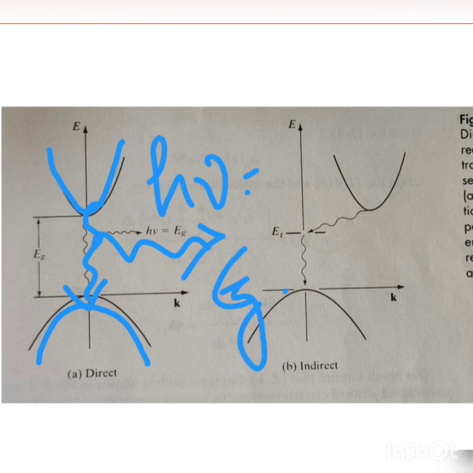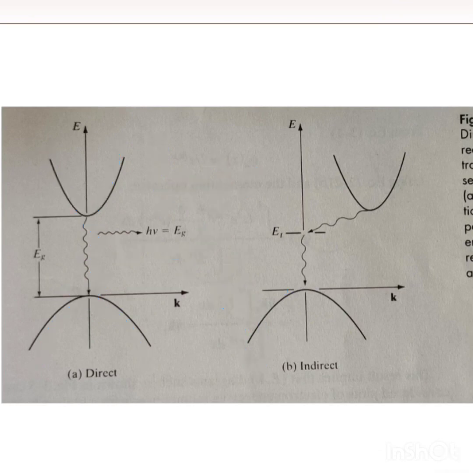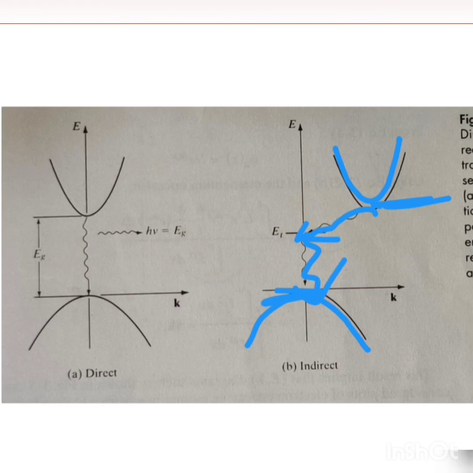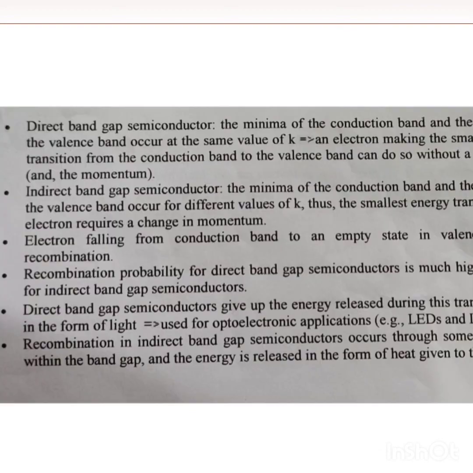Whereas in the indirect band gap semiconductor, the minimum of the conduction band and the maximum of the valence band are at different momentum. You can see the K value is different. So the electron will first come to a defect state ET, then it will come back to the valence band. Here there is no light emission. The extra energy will be emitted as thermal energy. Heating up of the solid happens.